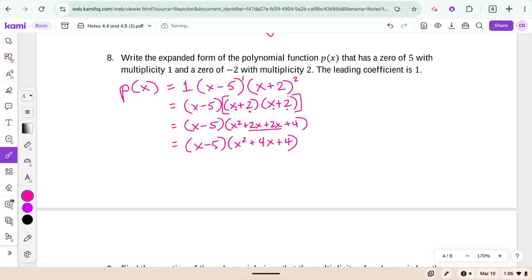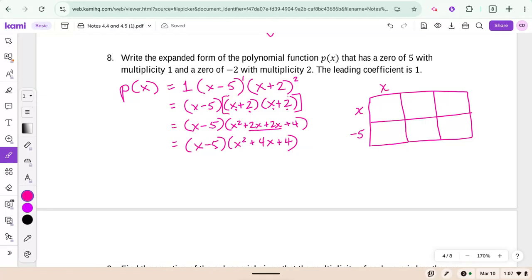Now I still need to multiply x minus 5 times this trinomial. Now that's starting to get a little complicated for me. So sometimes if I have to do multiplying of polynomials like this, I like to organize myself in a bit of a matrix. So I'm going to separate this into a 2 by 3 matrix. I'm going to put x and minus 5 down the side. I'm going to put x squared plus 4x and plus 4 across the top.